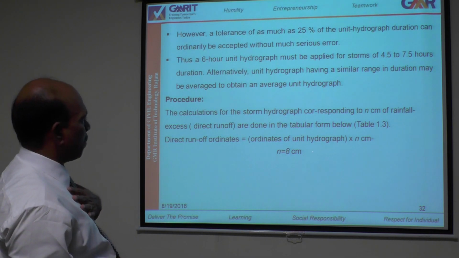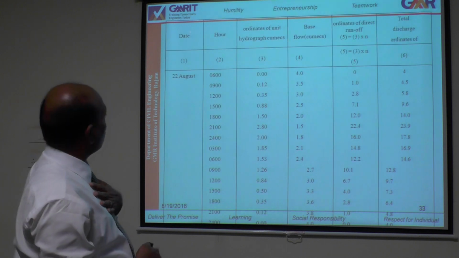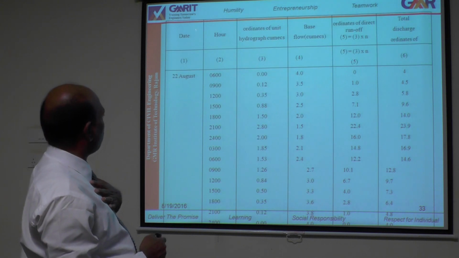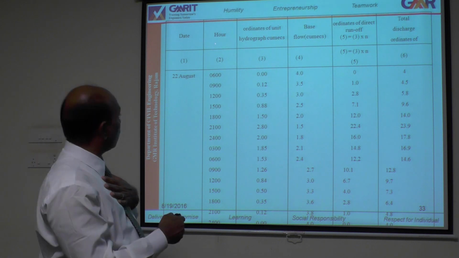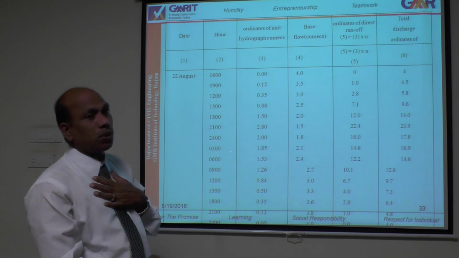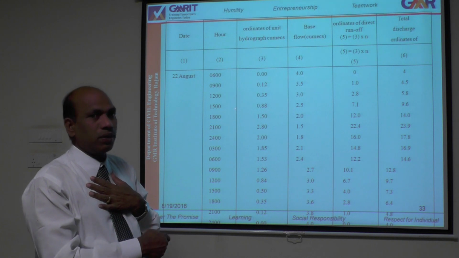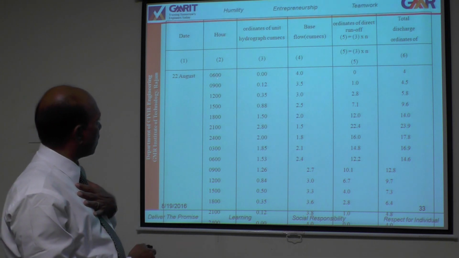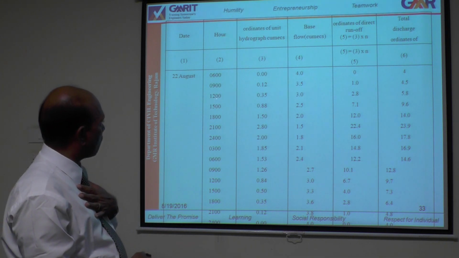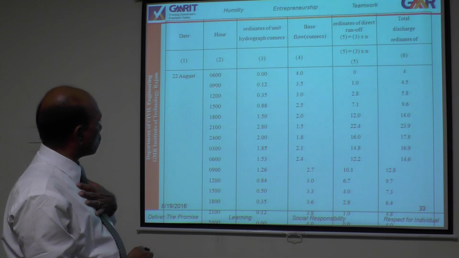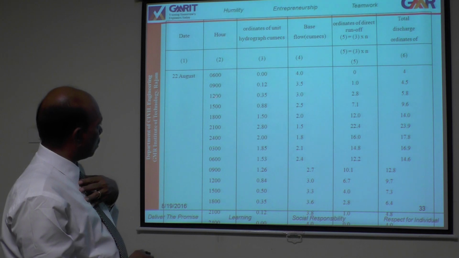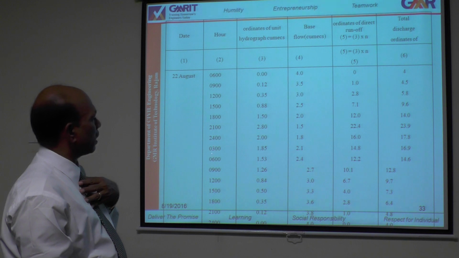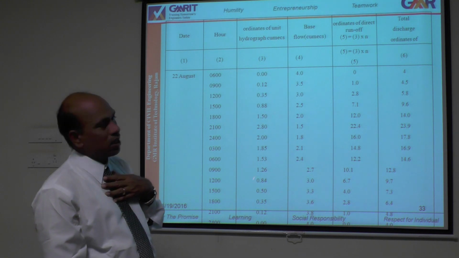Now we are going to solve one problem here. The rainfall excess is equal to 8 centimeters. The date of rainfall is 22nd August. However, these are the unit hydrograph ordinates. Here the times are 6 hours, 9 hours, 12 hours, 15 hours. The spacing from 6 to 9 hours is a 3 hour interval, 9 to 12 hours is a 3 hour interval. Time interval equal to 3 hours.